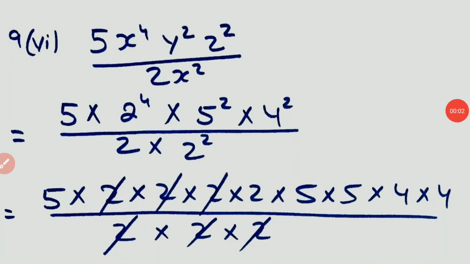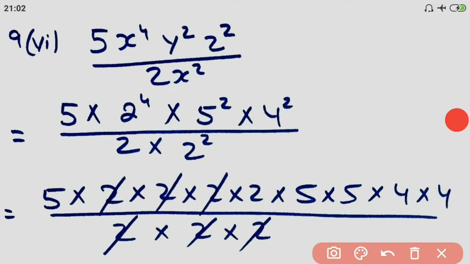Coming to the next question, which is question number 6. The question given to us is 5x raised to the power 4 y square z square upon 2x square. Now replacing the values of x, y and z, we shall get 5 multiplied by 2 raised to the power 4 multiplied by 5 raised to the power 2 multiplied by 4 raised to the power 2 upon 2 multiplied by 2 raised to the power 2, because the value of x is 2.